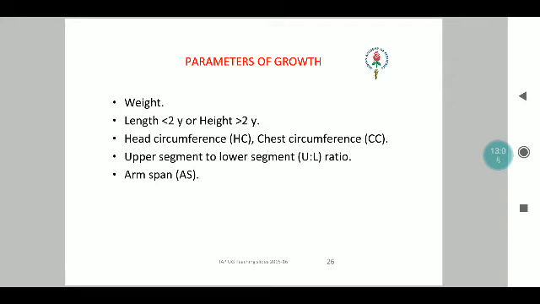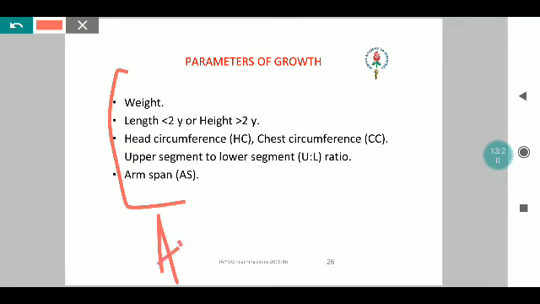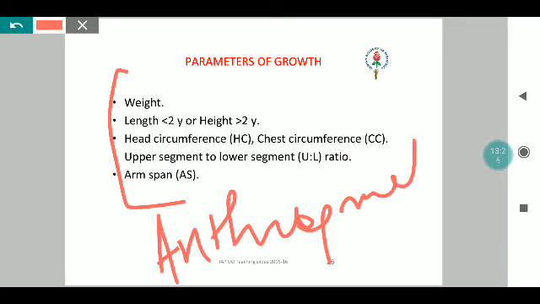If we consider growth, we need to have various parameters to assess it. The common parameters we do use are weight, length, height, head circumference, chest circumference, upper segment to lower segment ratio, and arm span. These are the key parameters which we use to measure growth. Collectively, we can label it with one term called anthropometry. So, the term anthropometry comprises all of these. It is important to remember that we use the term length if the child is less than 2 years, or height if the child is more than 2 years of age.